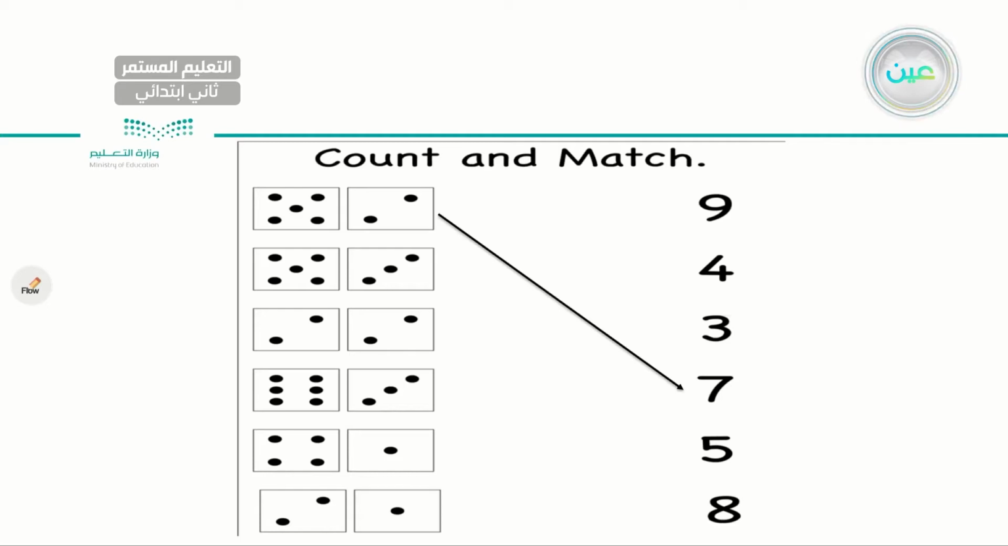Now let's go to the next 2 dices. I have 5 plus 3. So 5 plus 3 equals, what do you think? So let's go ahead and count. 5, 6, 7. The answer is 8. Very good, my dear student. Excellent. How about the next one?